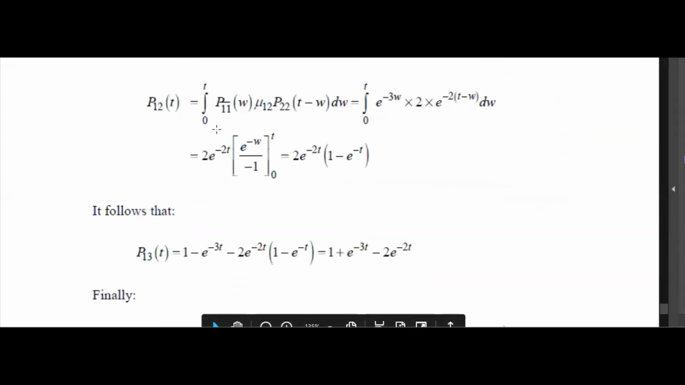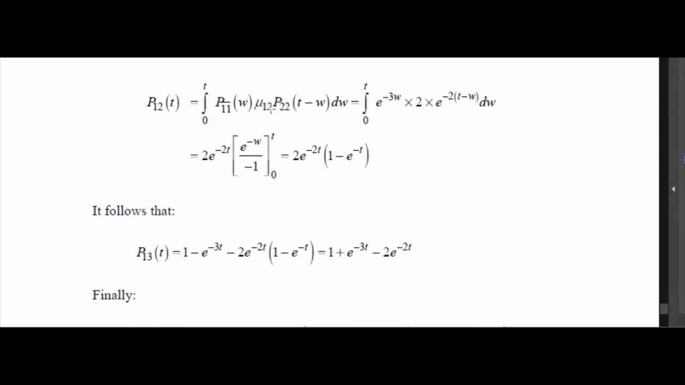P12(t), you can write 0 to t. Here s is 0 because we are talking about the homogeneous one. And see the exact formula, making a transition from 1 to 2. What is left here? The time of making the transition is not mentioned here, though in our expression it was s plus w. S is 0 anyway, but even then we don't need the time of making a transition. So there is no time mentioned here, only mu ij, because we are in the homogeneous case.